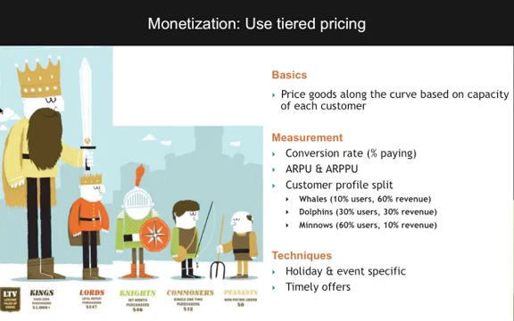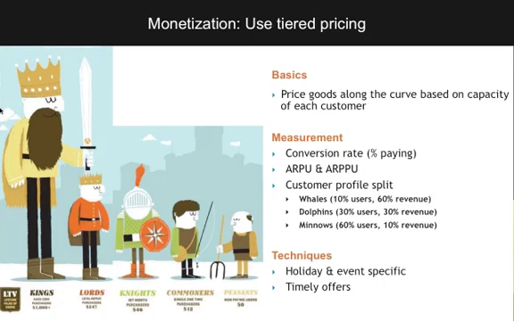And then you have dolphins, the folks who are paying enough to contribute a sizable amount of your revenue, sometimes around 30 to 40%, and around 30% of your users. And then you finally have the rest of the folks, who generally don't pay much or don't pay at all, or maybe pay just once. That accounts for a lot of users in your app, but very little revenue.